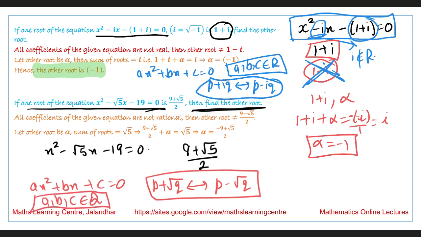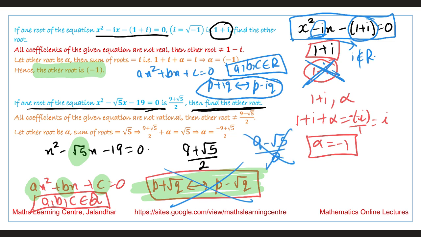The coefficients should be rational numbers, but clearly we have square root 5 over here, which is not a rational number. So we cannot use this result, and we cannot say that the second root will be 9 minus root 5 by 2.